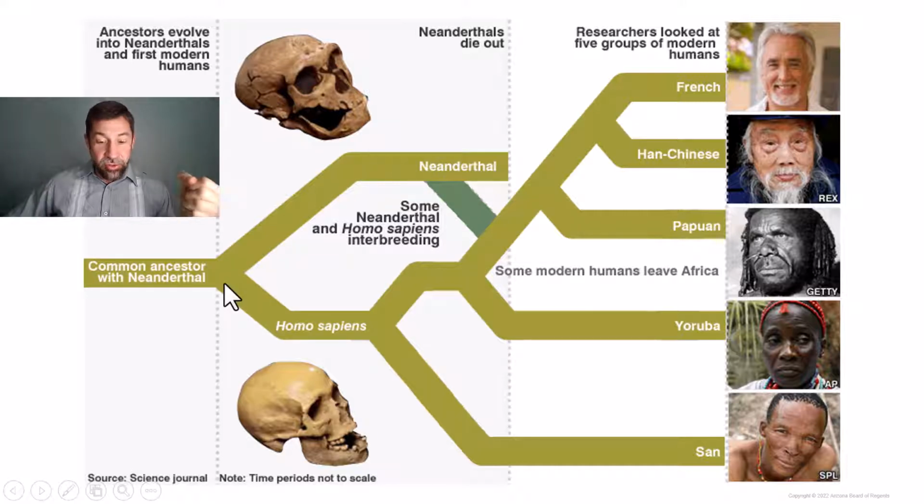Estimates of the divergence between the Neanderthals and Homo sapiens, our species, range from about 315,000 years ago to some 800,000 years ago. So if we take a mean somewhere around 500,000 years ago, the lineage which is to produce the Neanderthals in Europe and Homo sapiens in Africa splits.